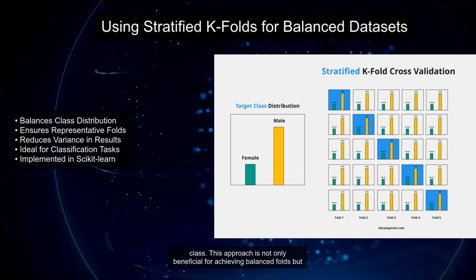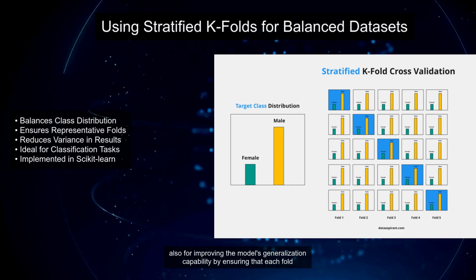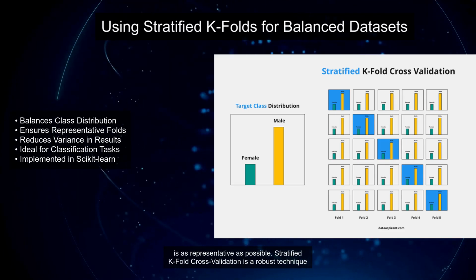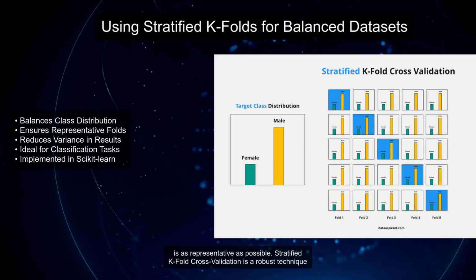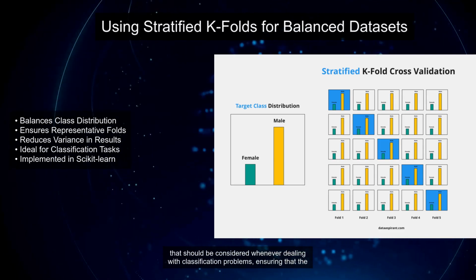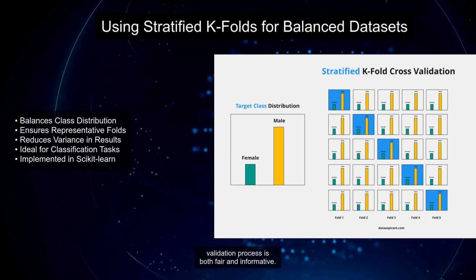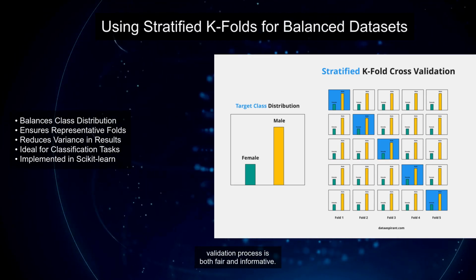This approach is not only beneficial for achieving balanced folds but also for improving the model's generalization capability by ensuring that each fold is as representative as possible. Stratified K-fold cross-validation is a robust technique that should be considered whenever dealing with classification problems, ensuring that the validation process is both fair and informative.